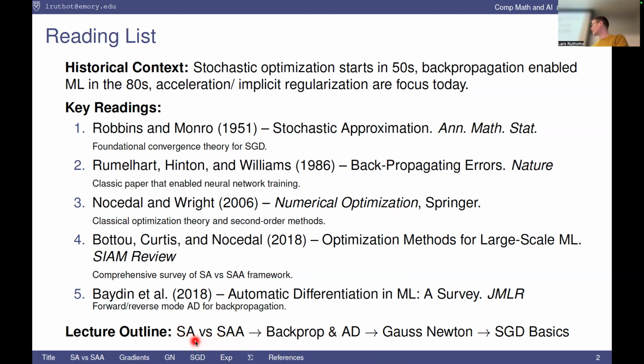So we'll learn all of these acronyms, we'll talk a bit about backprop and automatic differentiation. Then we'll find an old favorite relative of ours, the Gauss-Newton method. And then we talk a bit about SGD. That's the plan for the first lecture, and then the second lecture we'll look a little bit more under the hood.